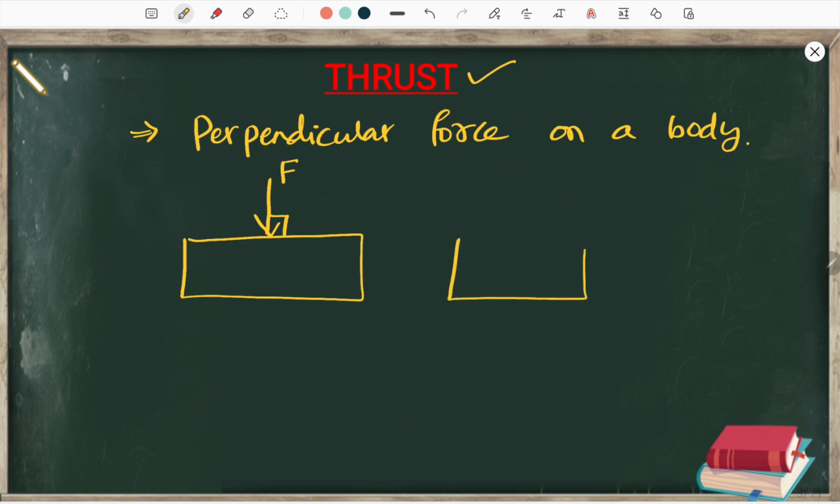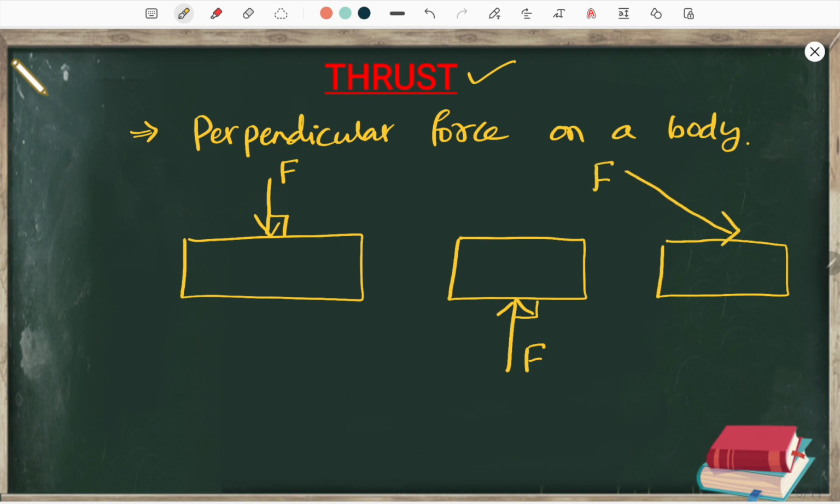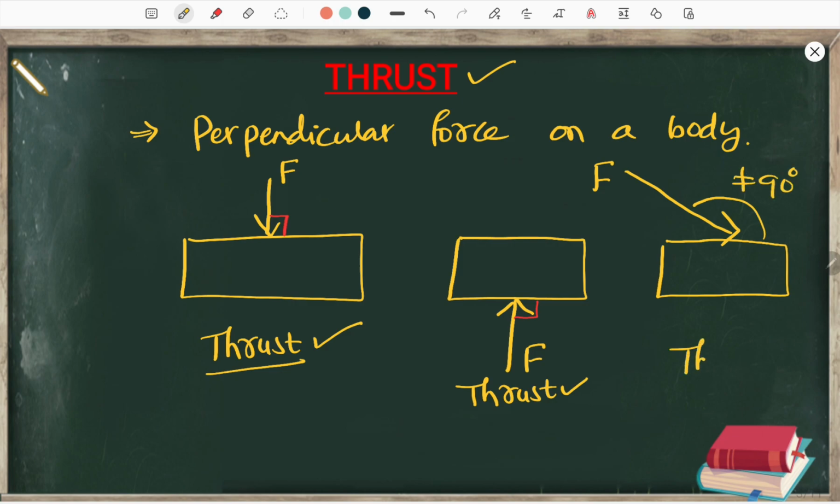Alright, the same body is here, and we are applying the force like this. Is it thrust? Yes. Again it is acting perpendicularly, so this is also thrust. For example, we have the same body, and we are applying the force like this now. Is it thrust now? No. Definitely this is thrust, 100% this is thrust, and this is also thrust, because they are acting perpendicular. But here it is not perpendicular, here it is not equal to 90 degrees, correct? So definitely this does not come under the category of thrust. Alright, I hope the meaning of thrust is quite clear.